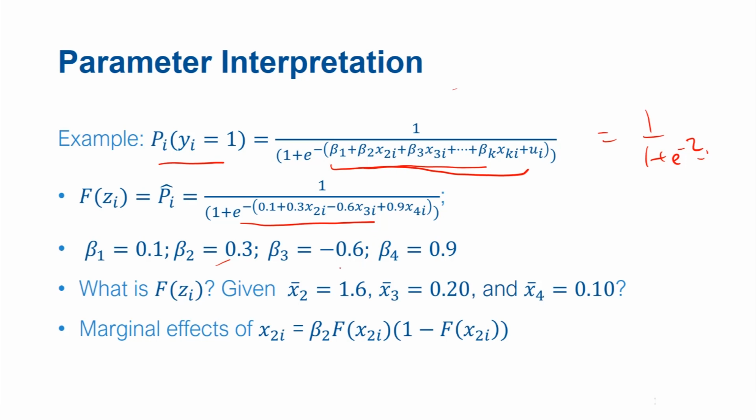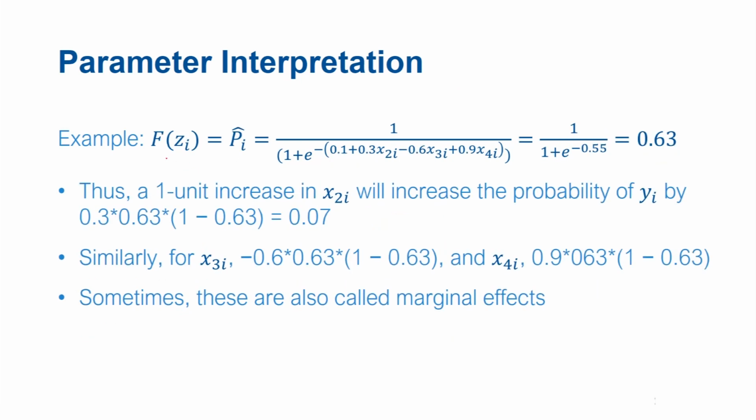Now here, if you are asked what is the value of f of zi, it is very easy to calculate. We'll calculate it at the mean values of the variables, let's say the mean values x2 bar, x3 bar, x4 bar. It is customary to compute the marginal effects at mean values, although you can compute at any given values. So at these mean values, we'll compute the value of f of zi first. And if you are asked to compute the marginal effect of x2i, then you'll compute using this formula: beta 2 into f of x2i into 1 minus f of x2i.